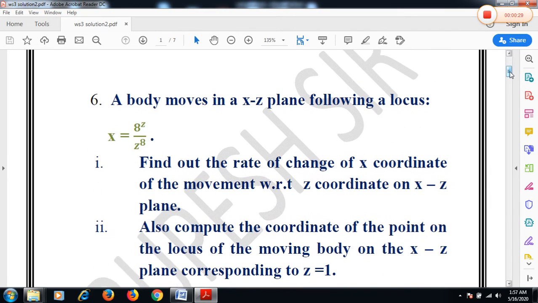Let us move forward to the first problem of this part. A body moves in the xz plane following a locus x equals 8 to the power z by z to the power 8. Part 1, find the rate of change of the x coordinate of the movement with respect to the z coordinate on the xz plane. Part 2, also compute the coordinates of the point on the locus of the moving body on the xz plane corresponding to z equals 1.